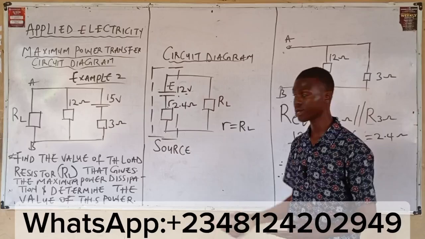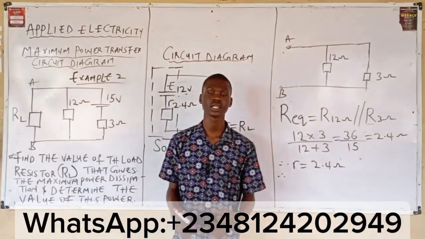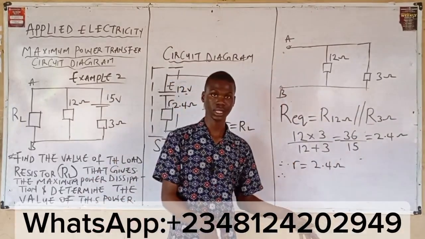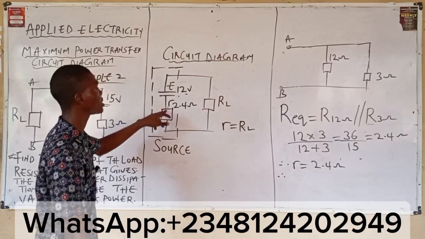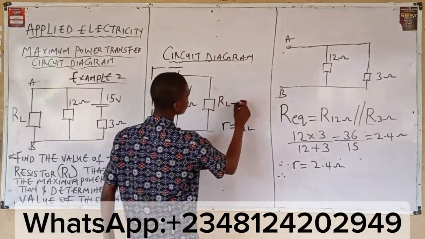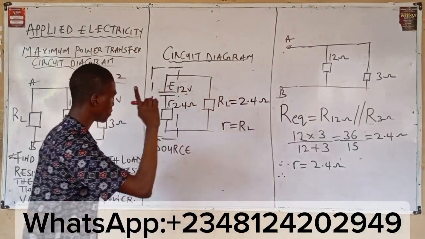It is very easy, right? Following the theorem, it says that your load resistor is equal to your internal resistance. Since we've gotten the internal resistance of this source to be 2.4 ohms, meaning your load resistor is also what? 2.4 ohms. That's your first question.